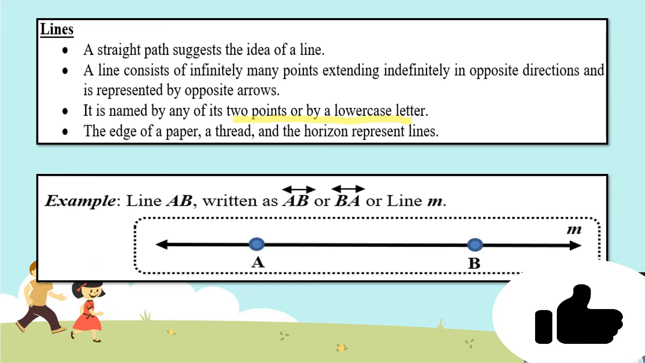Now, an example for this figure. As you can see in the figure, it has opposite arrows, right? And this line is called line M. These are point A, point B. So it is called line AB, written as line AB or line BA. It's okay to interchange the letters.